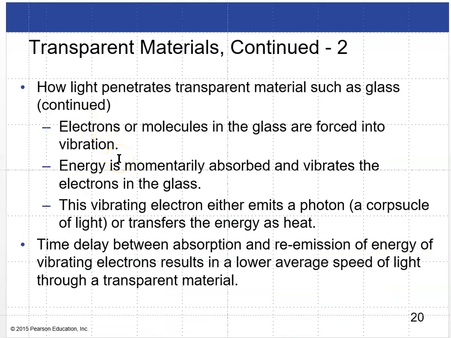Electrons or molecules in the glass are forced into vibration. The energy is momentarily absorbed and vibrates the electrons in the glass. This vibrating electron either emits a photon, which is a little body of light, sort of a light energy packet, or it transfers the energy as heat. The time delay between the absorption and re-emission of energy by the vibrating electrons results in a lower average speed of light through the transparent material.